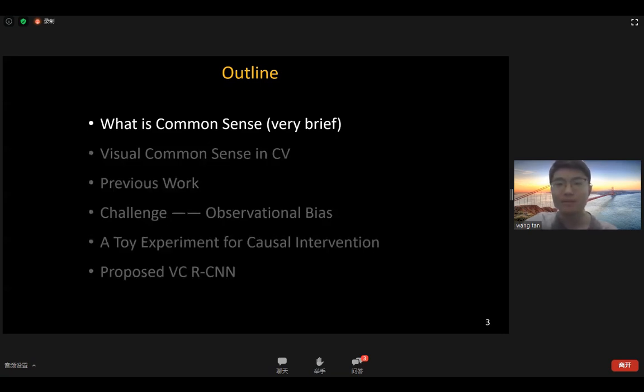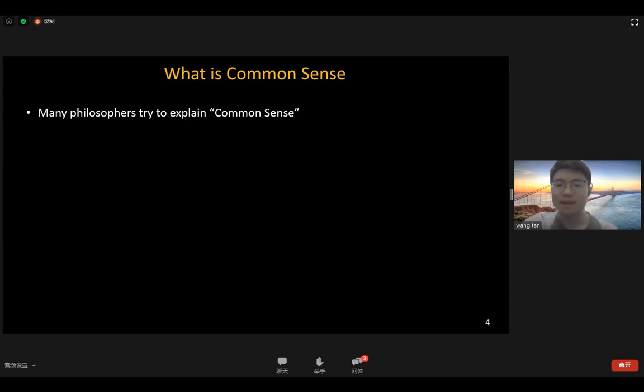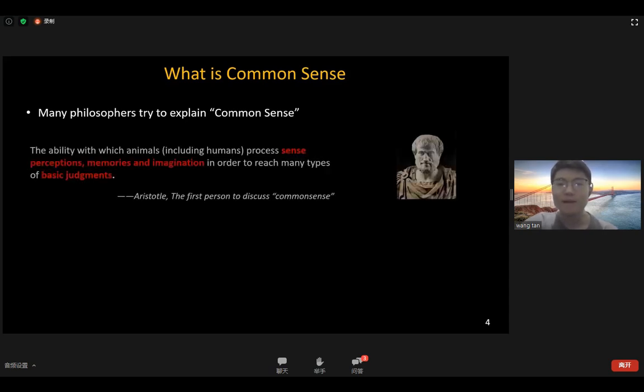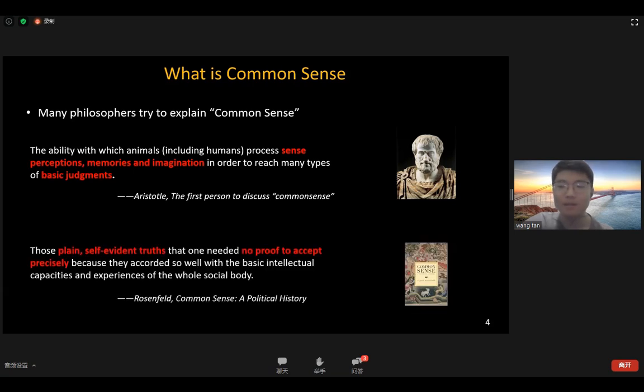Okay, let's begin. So what is common sense? In the history of mankind, there are many philosophers trying to explain what common sense is. The first mover is Aristotle. He defines common sense as the ability to reach basic judgments. Up to now, there are still many philosophers trying to explain this abstract phrase. We can see, compared to the low-level vision tasks, high-level common sense reasoning is still elusive until now, even for us human philosophers, not to mention for machines.